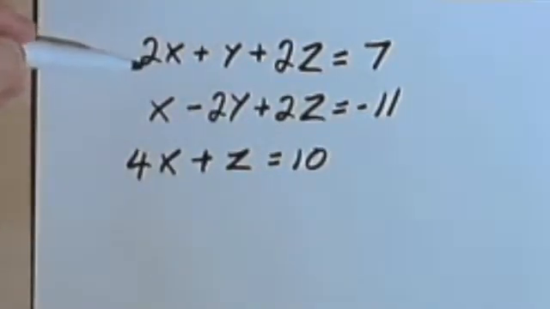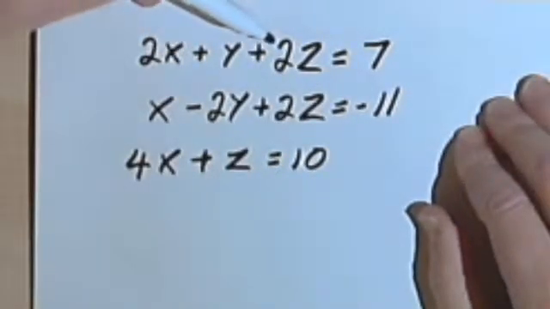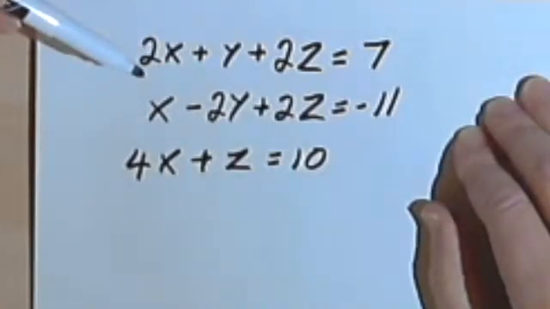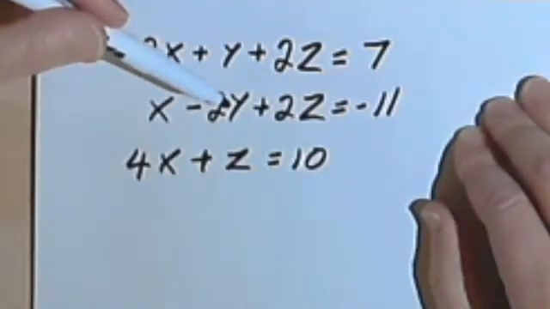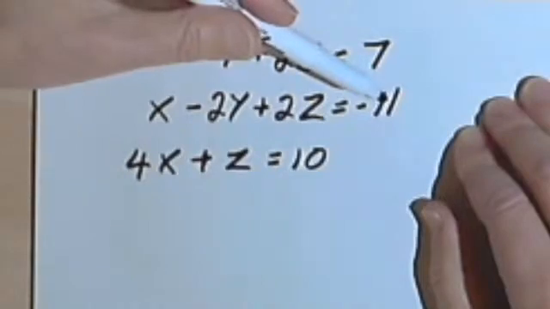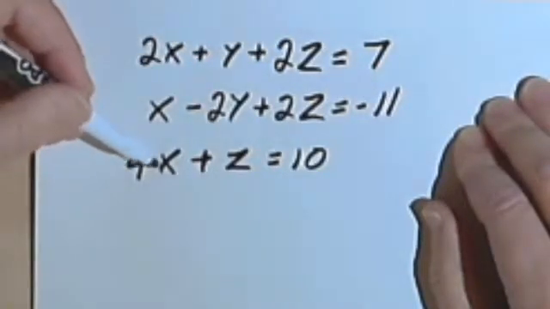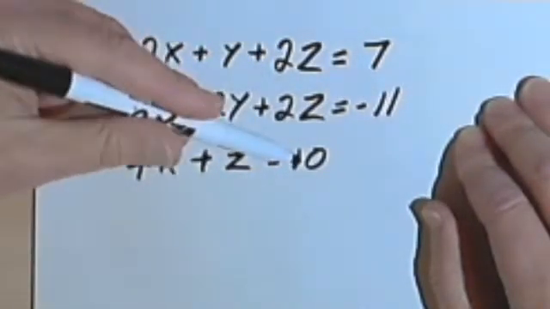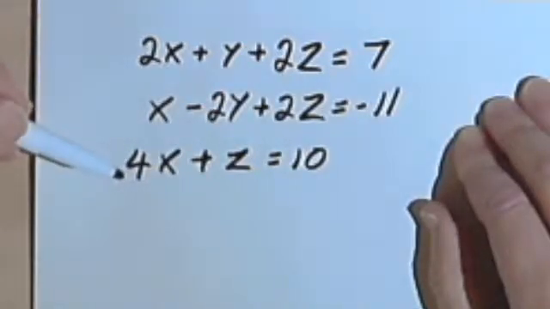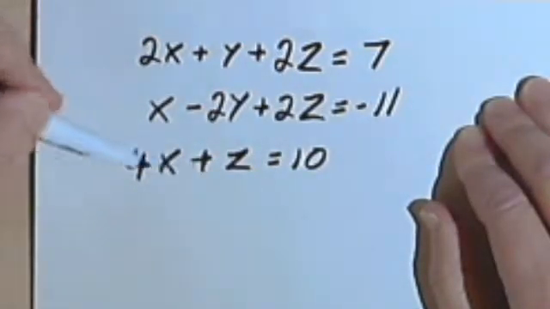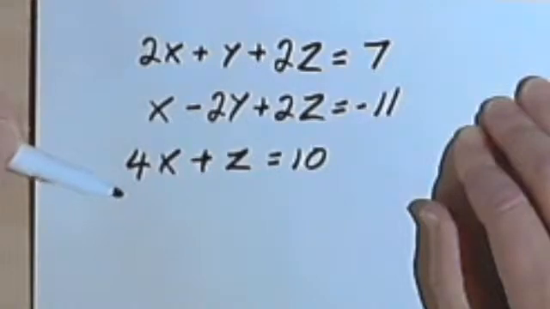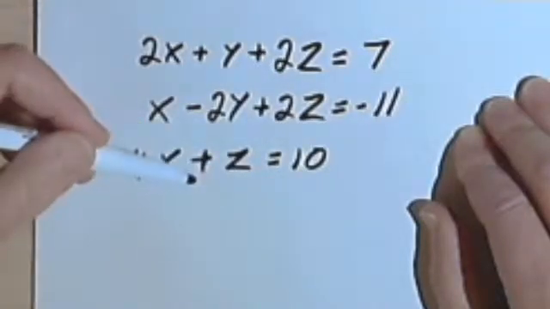Over here I've got three equations. The first one is 2x plus y plus 2z equals 7. The second one is x minus 2y plus 2z equals negative 11. And the third one is 4x plus z equals 10. Now, at first you might be bothered by the fact that this third equation only has two variables in it. There's only an x and a z and no y.